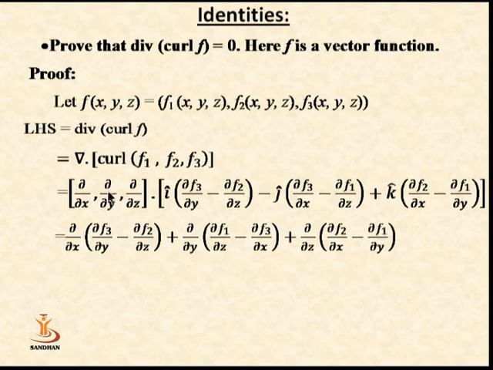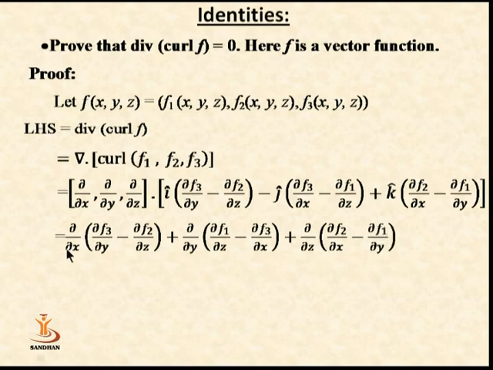With respect to ∂/∂y and this function, so ∂/∂y of (∂f1/∂z − ∂f3/∂x), plus the dot product of ∂/∂z with the third component. Thus we get ∂/∂z of (∂f2/∂x − ∂f1/∂y).